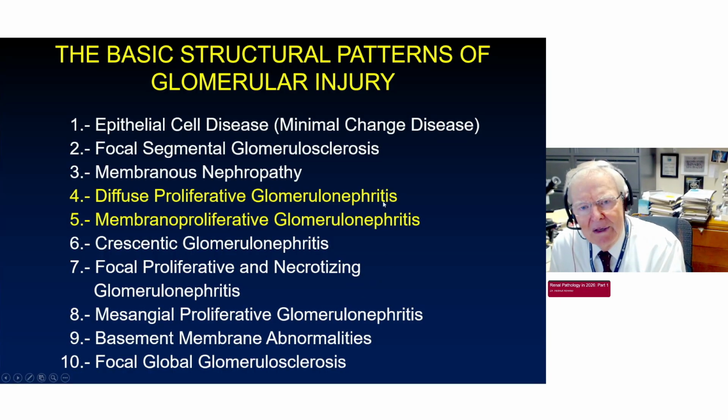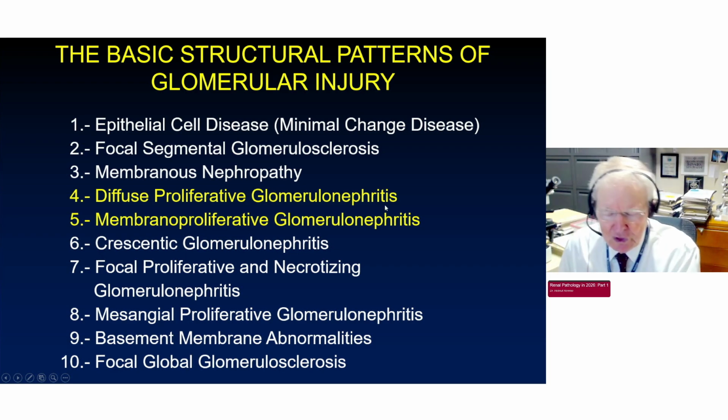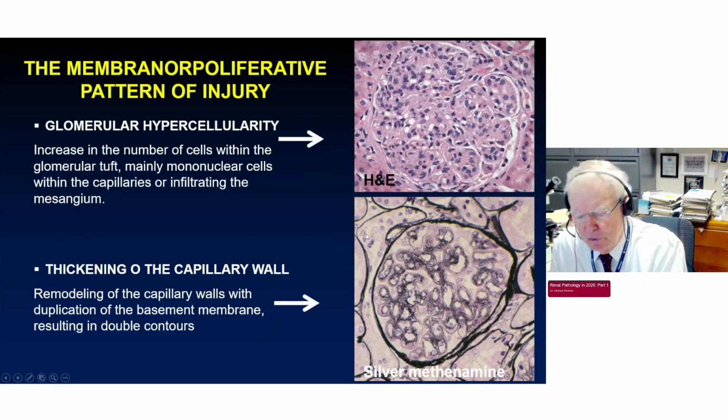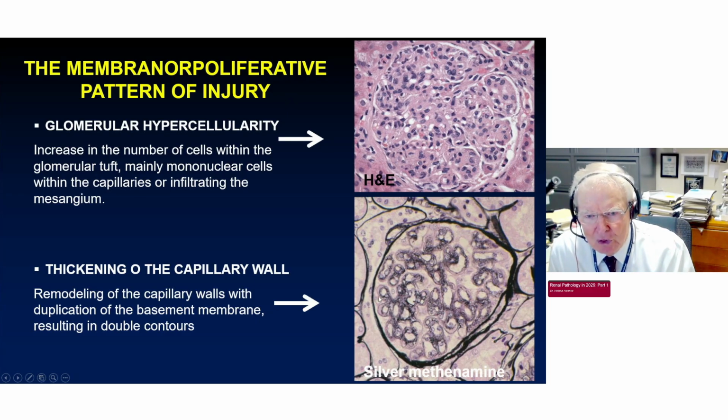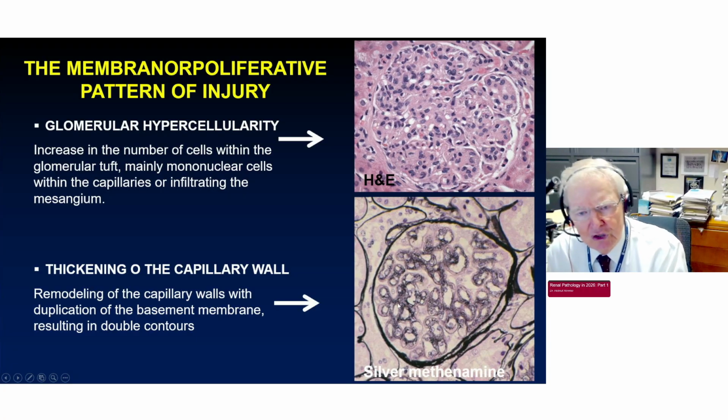With time, this pattern of injury of a diffuse endocapillary hypercellularity moves into the membranoproliferative pattern of injury. And there are two features here morphologically that are relevant. The hypercellularity of the glomerular tuft, mostly mononuclear cells, and the thickening of the capillary wall in a very unique pattern, namely with double contours, what people have called tram tracks or double contours and so on and so forth.